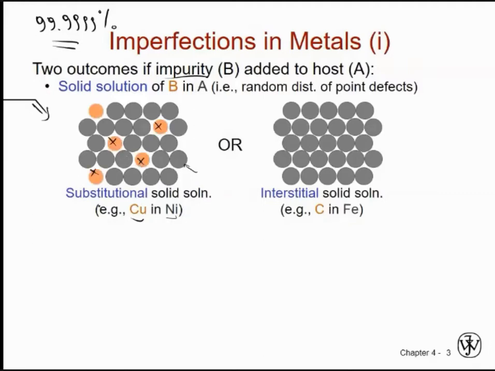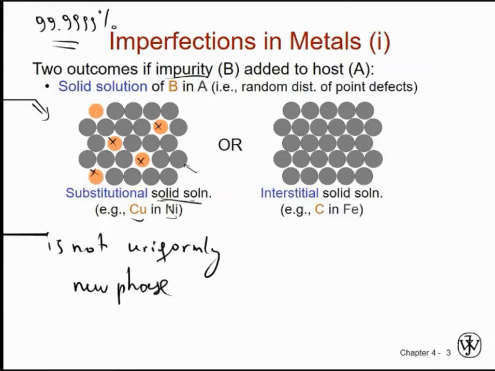So here, we call this kind of thing substitutional solid solution. The copper substitutes nickel, fills those vacant spaces. And what is solid solution? If copper is distributed uniformly in nickel, we call this solid solution. If it is not distributed uniformly, it will create a new phase. So here we are talking about solid solution.